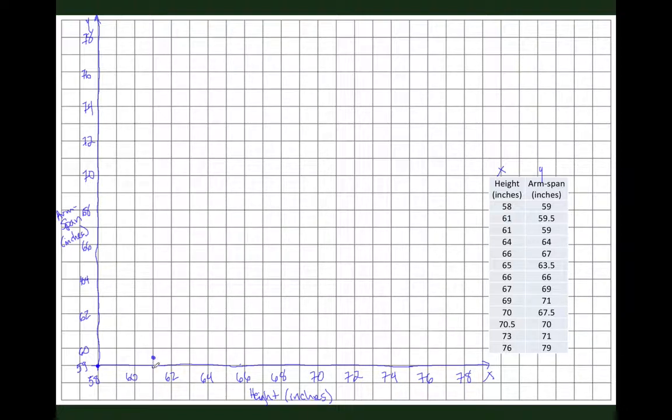And we have a 61, 59, so that would be that point there. 64, 64. So this person, according to Leonardo da Vinci, would have the ideal height and arm span relationship there. You have 66, 67. So points right about there. Let's see, 65, 63.5.